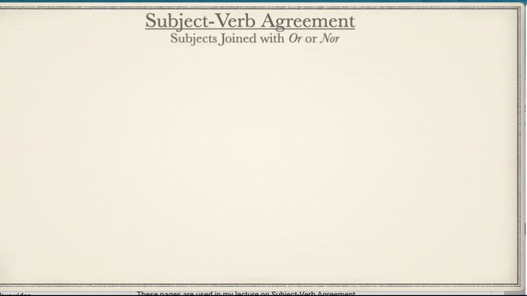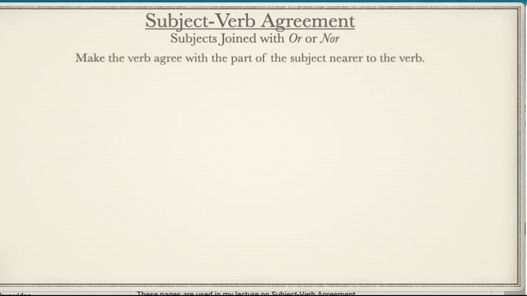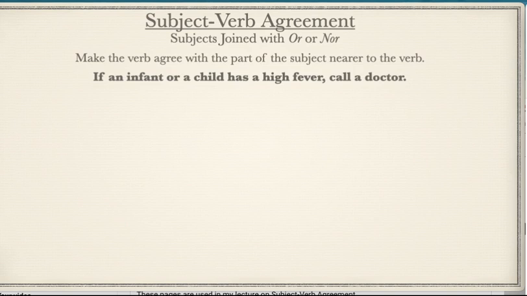So let's move on to subjects joined with or or nor. With what we just referred to as compound subjects, when we join those with or or nor, we're going to make the verb agree with the part of the subject nearer to the verb. Here's an example of a fairly simple one. If an infant or a child has a high fever, call a doctor. Okay, the rule says that when we have a compound subject like this one, we're supposed to make the verb agree with whatever part of that compound subject is nearest the verb.